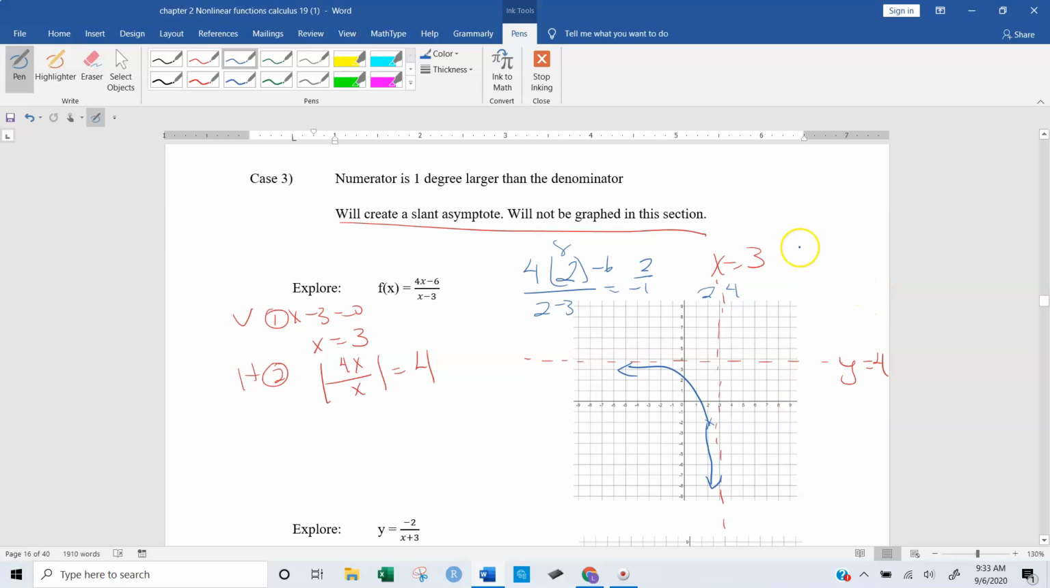Now we have to do the 4. So we do 4 times 4 minus 6 over 4 minus 3. So we got 16 minus 6. So we've got 10 over 1, which is 10. So we go to 4 and 10, which is a little bit off my graph. Again, draw in, approach your asymptotes, but do not touch. And that one was done.